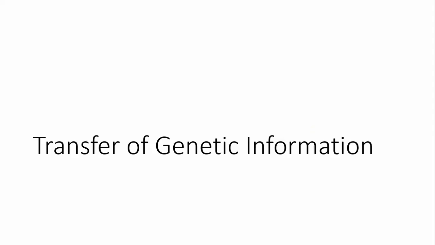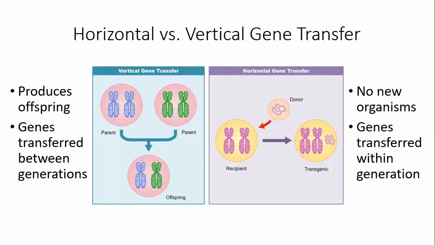So let's talk about how genetic information gets transferred. There are 2 major mechanisms. Vertical transfer is the type that we've been talking about, and that is when parents pass their genes down to their offspring. That's going to produce completely new organisms, and it's going to create genetic variation if it's sexual reproduction. Horizontal gene transfer, though, happens when 2 individuals exchange or donate segments of DNA, but they do not make brand new organisms.